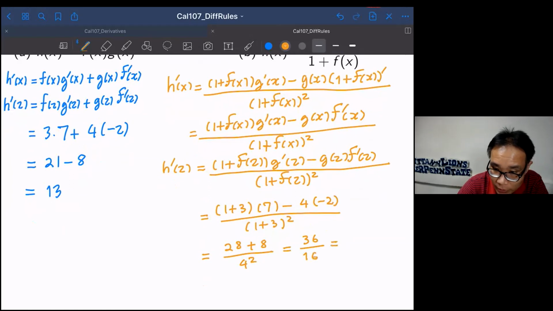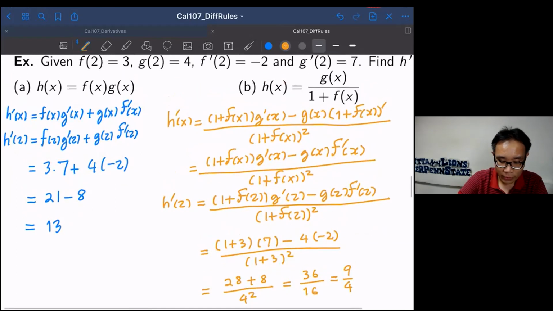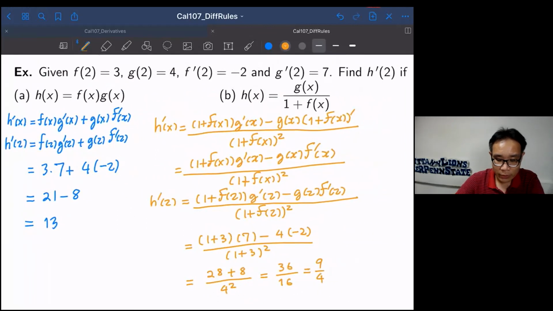So it will be equal to 9 over 4. Okay, so this one will be your final answer. So that should be all of the things that we have. We already covered the sum, the difference, the product, and the quotient. So those will be all of the things that we should know for the derivative of a function.